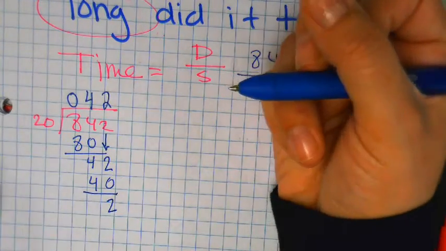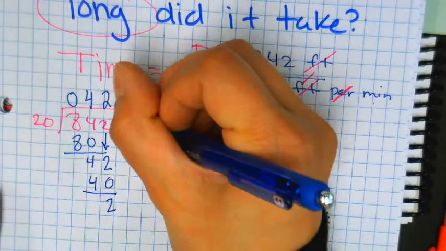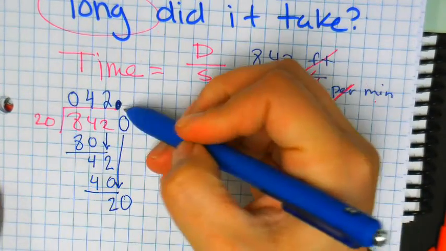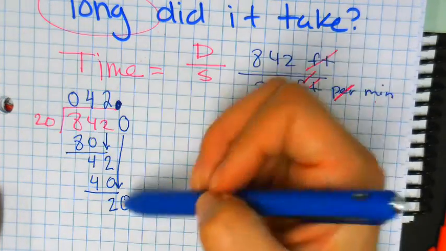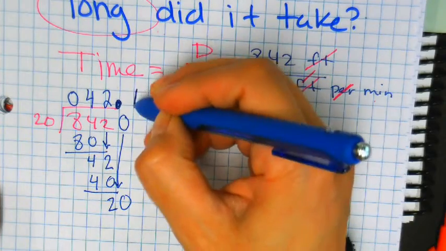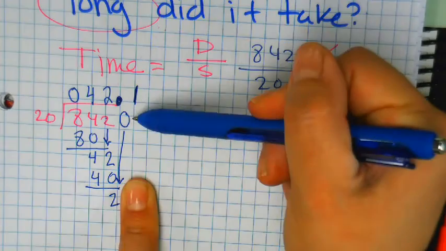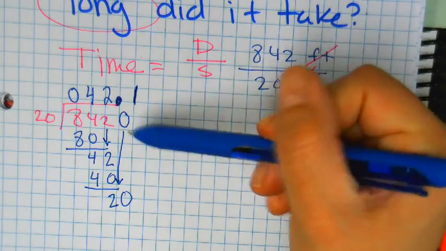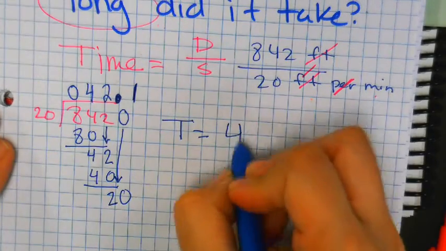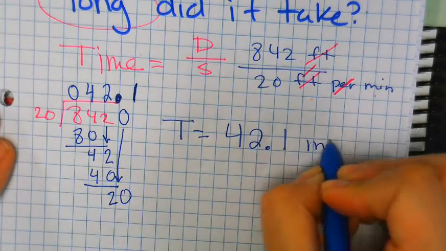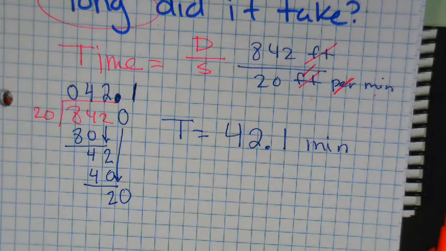What next? The decimal. Add a 0. Bring it down. Don't forget this decimal. How many times does 20 go into 20? 1. Notice my remainder was 2, but I didn't write a 2 up here, right? You have to add a decimal, a 0, bring it down, and you have 20. So 20 goes into 20 one time. So what's my time equal to? 42.1 minutes. So it took the dog about 42 minutes to travel 842 feet.